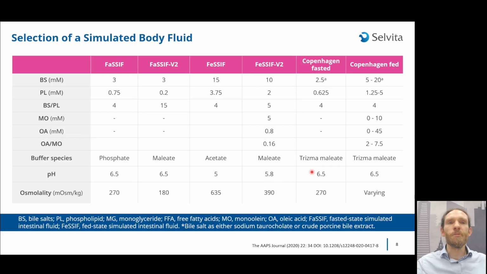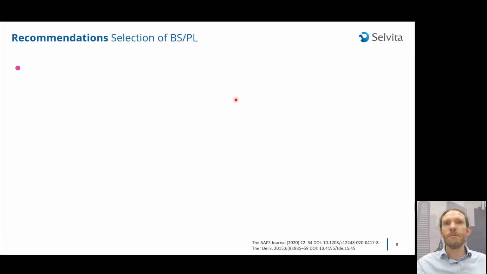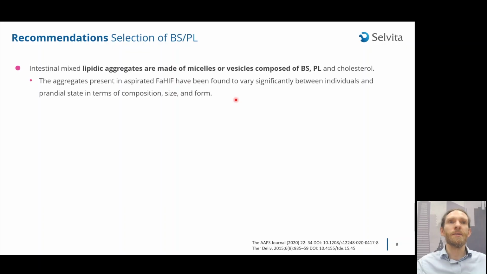These simulated intestinal fluids are characterized not only by their pH, but also by the composition and presence of bile salts and phospholipids. Before we go further, it is noteworthy to mention that together with cholesterol, they form lipid aggregates. And the composition, size, and form of these lipid aggregates can vary significantly between individuals, which is found in the aspirated fasted state human intestinal fluid.